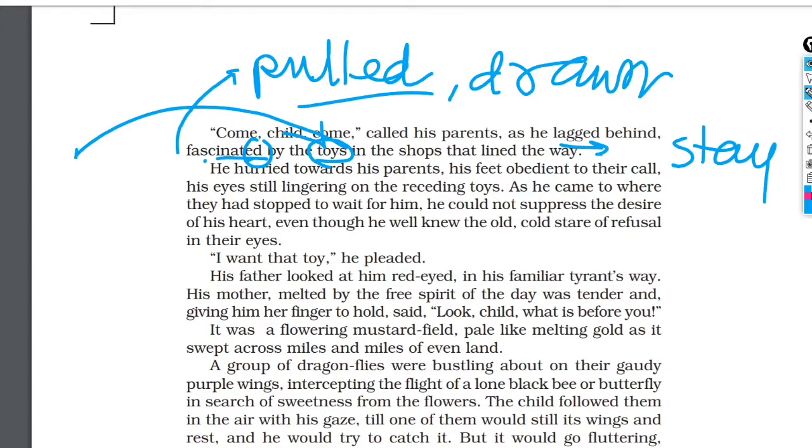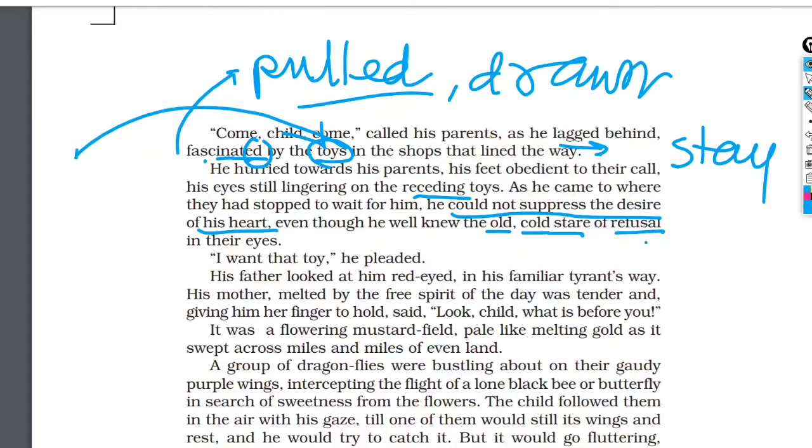Here you see what the child does. Let us see. He hurried towards his parents, his feet obedient to their call, his eyes still lingering on the receding toys. As he came to where they had stopped to wait for him, he could not suppress the desire of his heart, even though he well knew the old cold stare of a refusal.